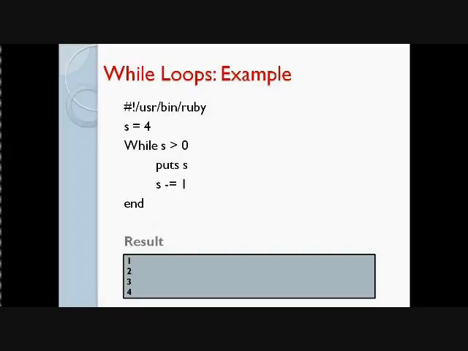Next we look at the while loop. This is how you use a while loop. The while loop iterated from 4 down to 1, quitting when variable s becomes 0 and hits the while condition.